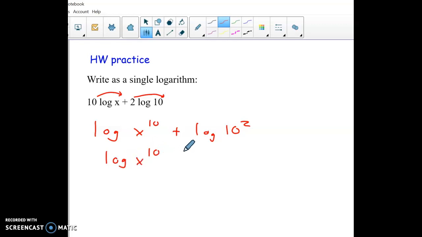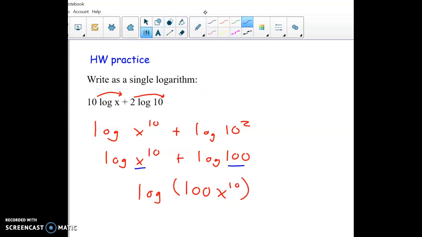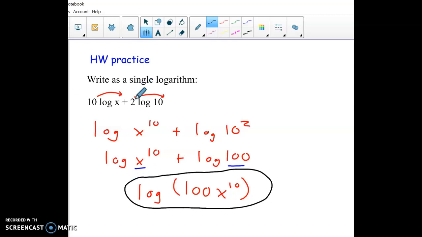So maybe I'll do that next. So it change the 10 squared into 100. And then because these are added, we're going to multiply these two parts, right? So it's going to be a log 100 times 10x, right? And that's what we wanted. We want it as a single log. So boom, we're done. We got it down to a single logarithm. That's equivalent to what we started with.